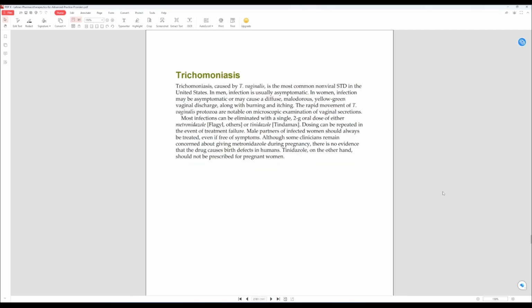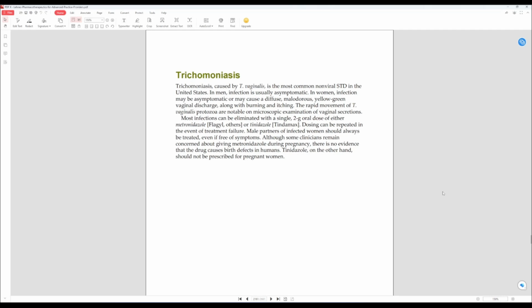Trichomoniasis. Trichomoniasis, caused by T. vaginalis, is the most common non-viral STD. In the US, in men, infection is usually asymptomatic. However, in women, infection may be asymptomatic or may cause a diffuse, malodorous, yellow-green vaginal discharge, along with burning and itching. The rapid movement of T. vaginalis protozoa is notable on microscopic examination of vaginal secretions.